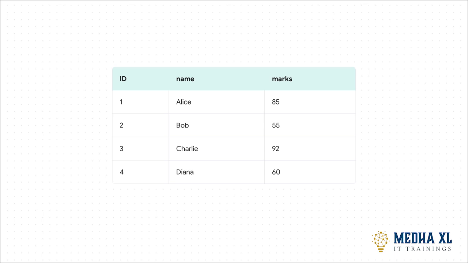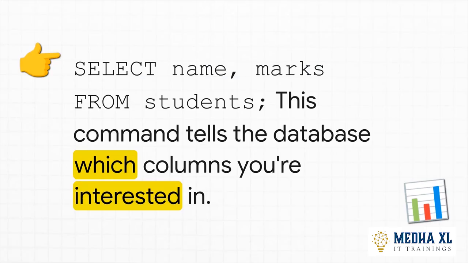Our goal is to ask this table for some very specific info. Our question always starts with the word select. This command basically tells the database, hey, these are the columns I'm interested in. So select name marks means just show me the name and marks columns. Then from students tells it which table to look in. See? It's already starting to sound like a real sentence, right?